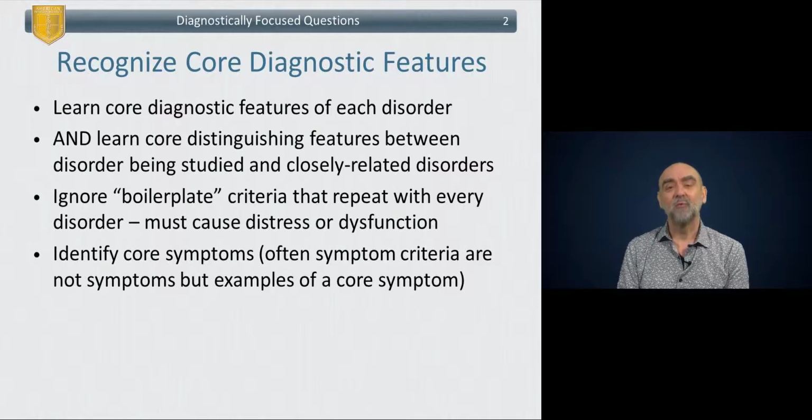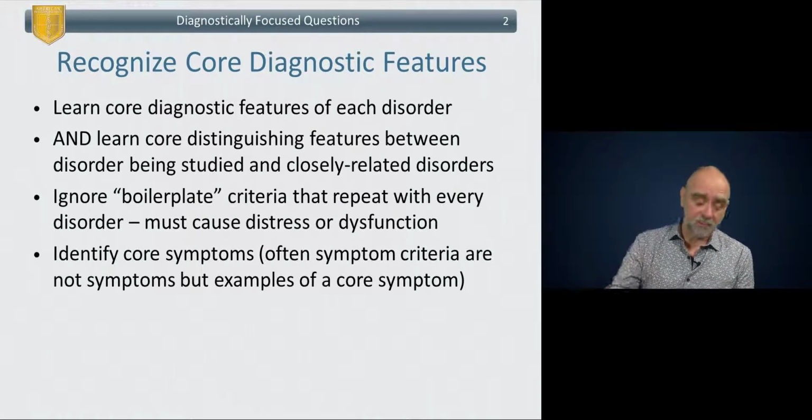There's a lot of verbiage in the DSM-5, which is kind of boilerplate. It's not very useful. So you need to learn to identify the core diagnostic features of each disorder and focus on those core diagnostic features. Of course, I'm going to give you examples for all of this. And then learn, in addition, the core distinguishing features between the disorder that you're studying and closely related disorders.